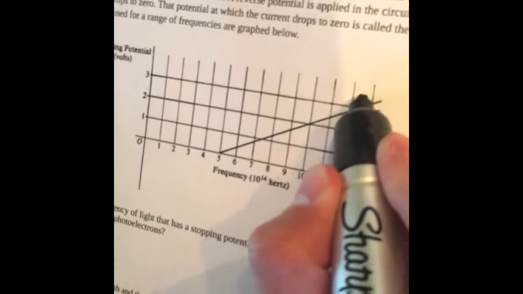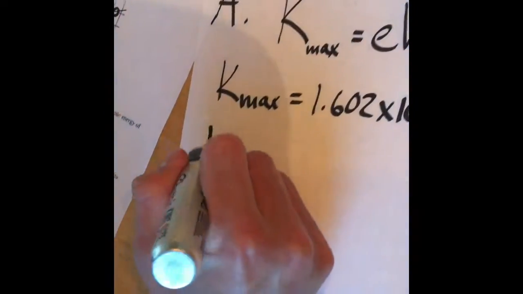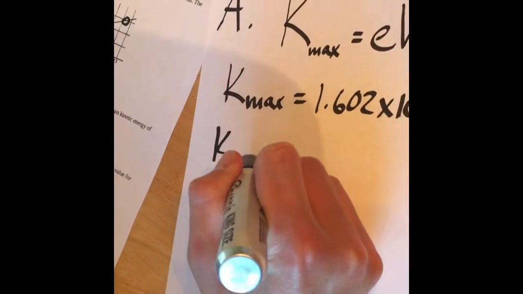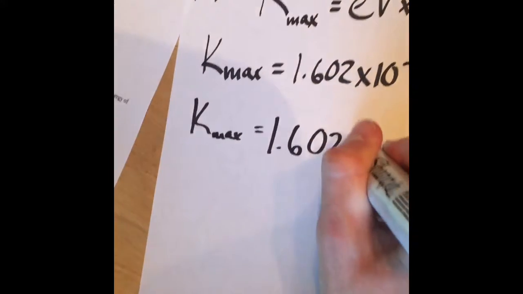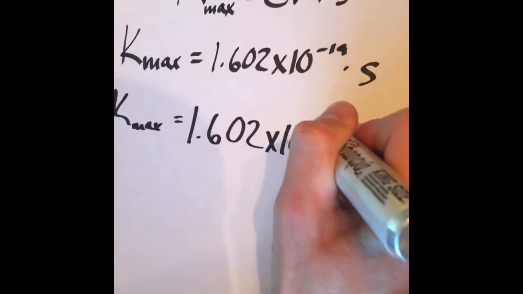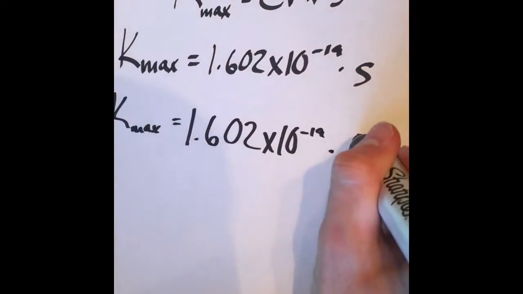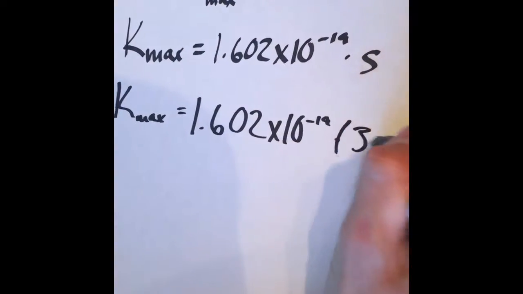Now, what's V_s, you ask? Let's go to the graph real quick. They give it to us. Stopping potential, 3 volts. Let's just circle that right there. We got V_s is 3. So we're going to go to the next step. K max equals 1.602 times 10 to the negative 19th times, actually, we'll go parentheses, 3. Boom. You can also get 3 from the problem right there, it gives you 3 volts.